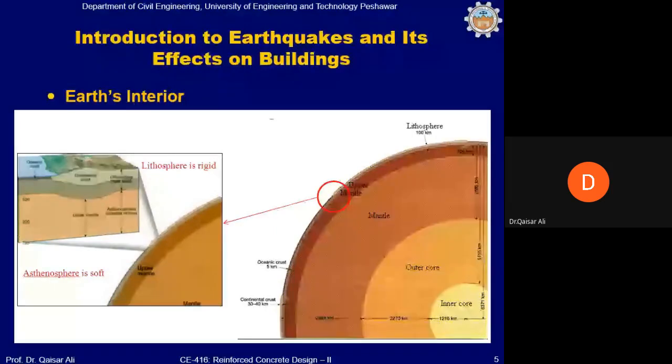And the astheno, without strength, part is below the lithosphere, and lithosphere moves above asthenosphere. It is now a well-known fact that asthenosphere is a semi-fluid kind of state, and lithosphere, the harder part of the crust, moves above the asthenosphere, causing the tectonic movements.